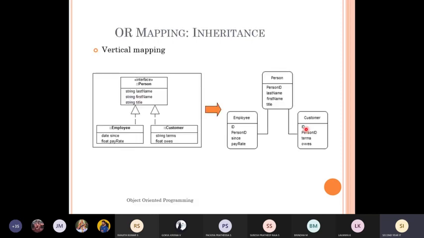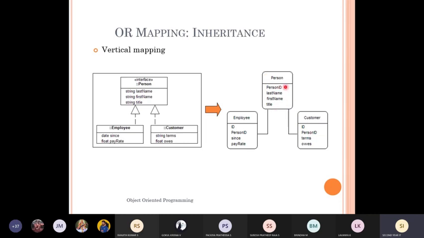Next is called OR mapping inheritance. How logically the object oriented programming is going to be mapped with the tables. Here let us assume there are three tables. The first table is named person. It consists of person ID, last name, first name and title. Then the second table is called the employee table, which consists of ID, person ID, since, pay rate. And the person can be a customer. So customer is a table name. The customer can consist of ID. It may be consisting of person ID as a foreign key.